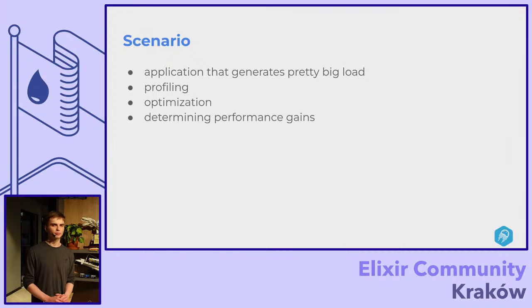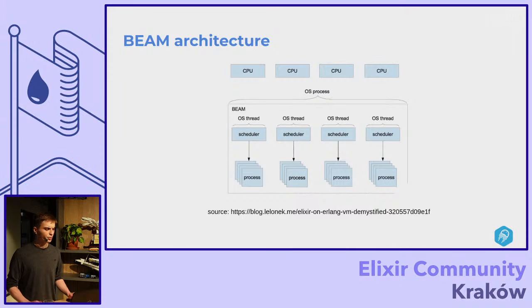The first thing that might come to your mind is, hey, let's just check CPU load. And we will see whether it is higher or lower after introducing our optimization. And that's a pretty good idea. However, in case of the Erlang virtual machine, it might not be a fully reliable metric. And to understand why CPU load might not be a fully reliable metric, we have to dive a little bit into the BEAM internals.